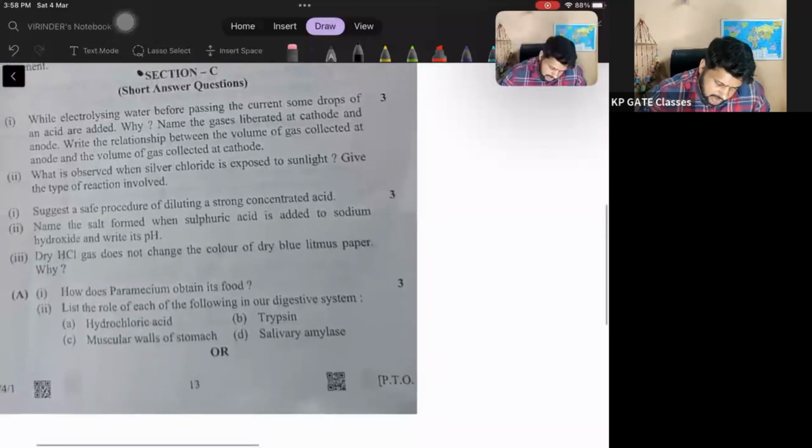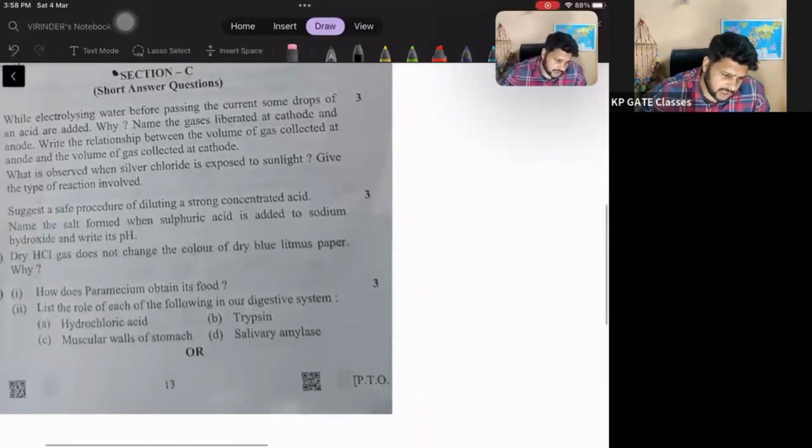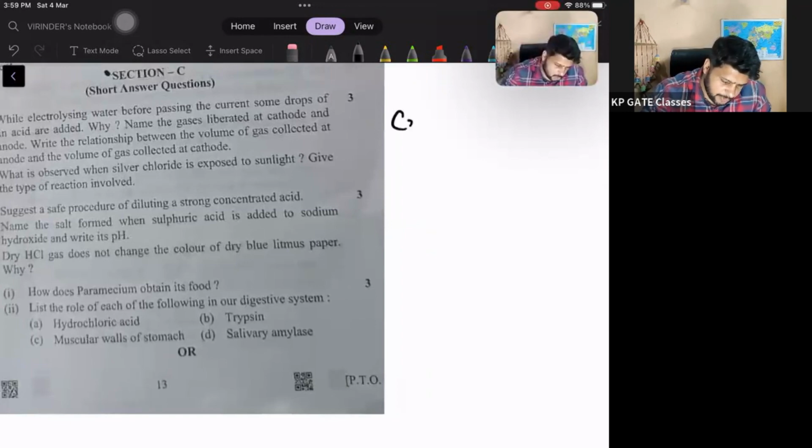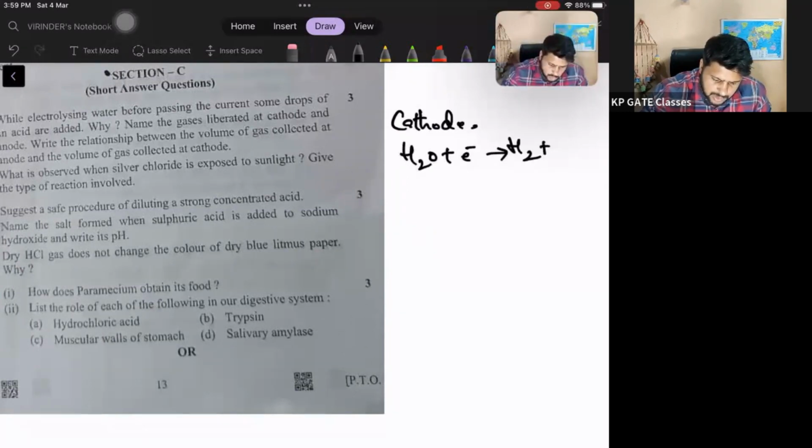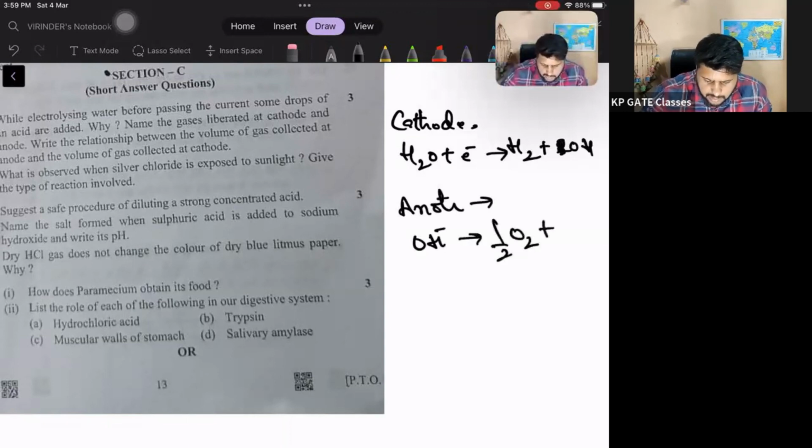Next, they have also asked to name the gas liberated at the cathode. The reaction involved at the cathode is H2O plus electron giving you H2 plus OH negative. At the anode you will have a reaction like OH negative releasing half O2 plus H2O plus electron. So at the cathode we are getting hydrogen gas, and at the anode we are getting oxygen gas.